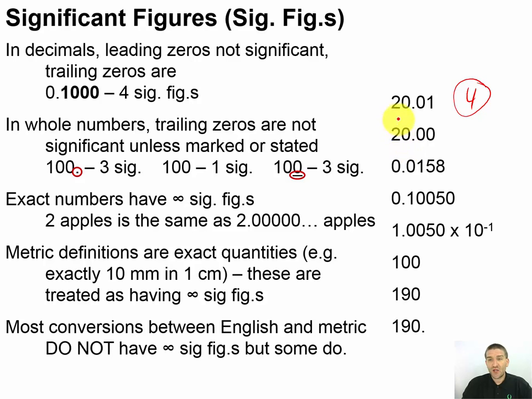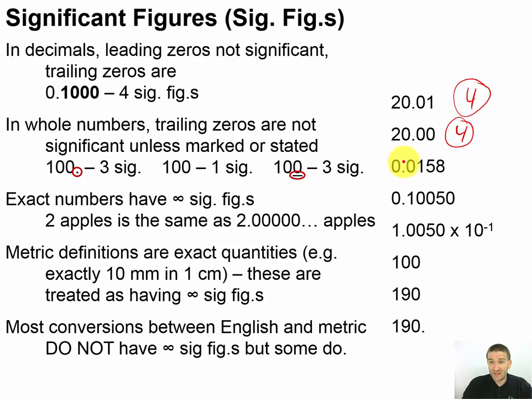Now in this one, 20.00, remember that trailing zeros are significant because we're communicating that it's not just 20 or 2 times 10 to the 1. We're saying where we have 20, and we know for sure that we have 2 more places of quality measurement. So this will again be 4 sig figs.